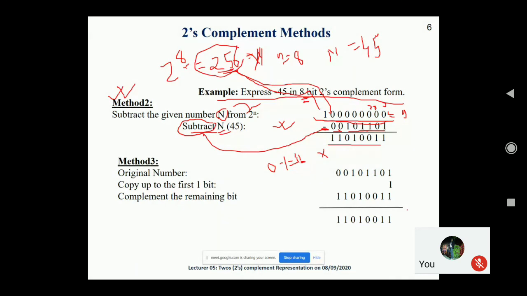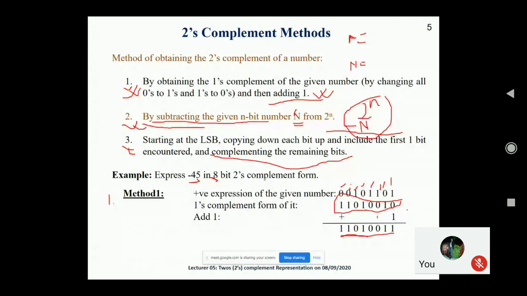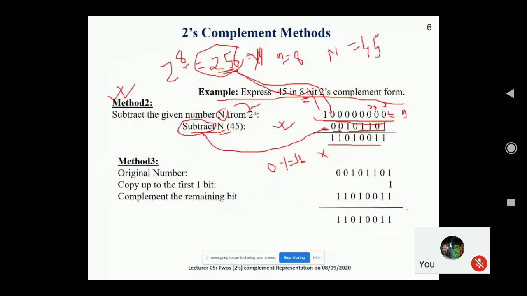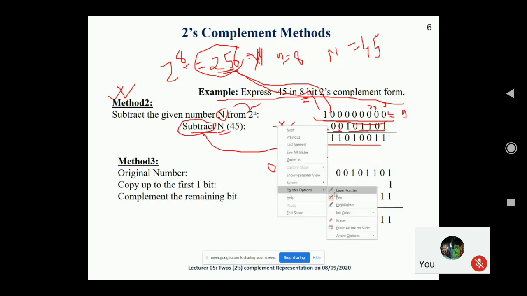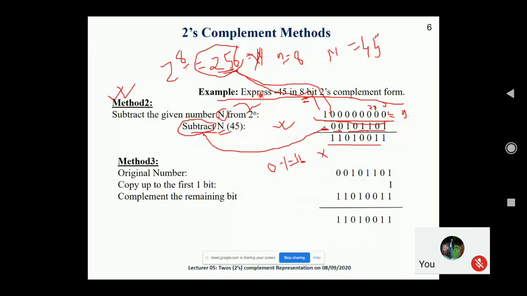Just a minute here. The original number is what? Original number means don't consider the minus 45 here. You consider only 45. Don't use the minus. The original number is what?